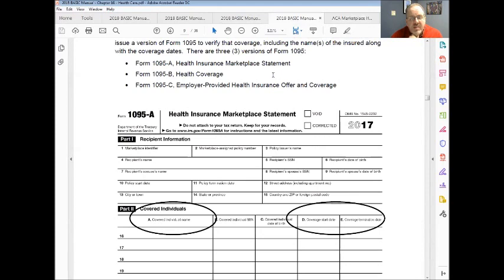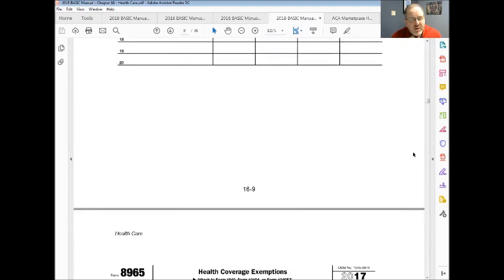1095As come from somebody that gets it through the government in the marketplace. 1095Bs would be somebody that has it through the employer or has Medicare or Medicaid. 1095C does not prove somebody's health insurance. It is given by the employer to the employee to show that they were offered health insurance. It does not state that they had taken it or have the coverage. You really have to have that A or B to prove that health insurance.